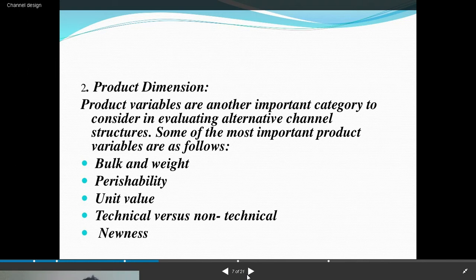Next one is product dimension. Product variables are another important category to consider in evaluating alternative channel structures. Some of the most important product variables are bulk and weight, perishability, unit value, technical versus non-technical, and newness. What is the bulk? You people are aware of that. Perishability means goods that are perishable. Unit value, technical versus non-technical. Newness means new strategies, new ideas, new features, any new product coming in. All those features, categories, structures or strategies come under the product dimensions.